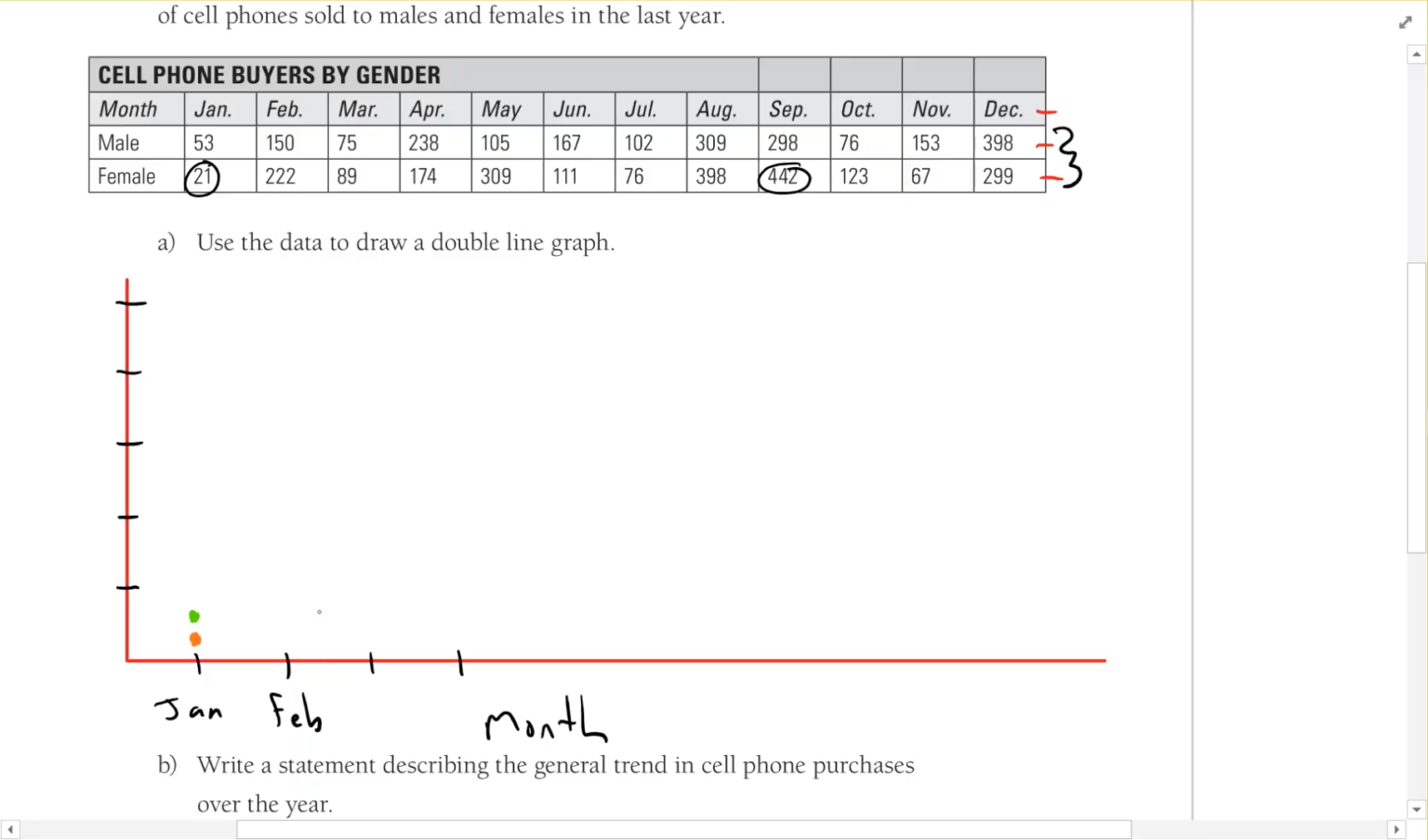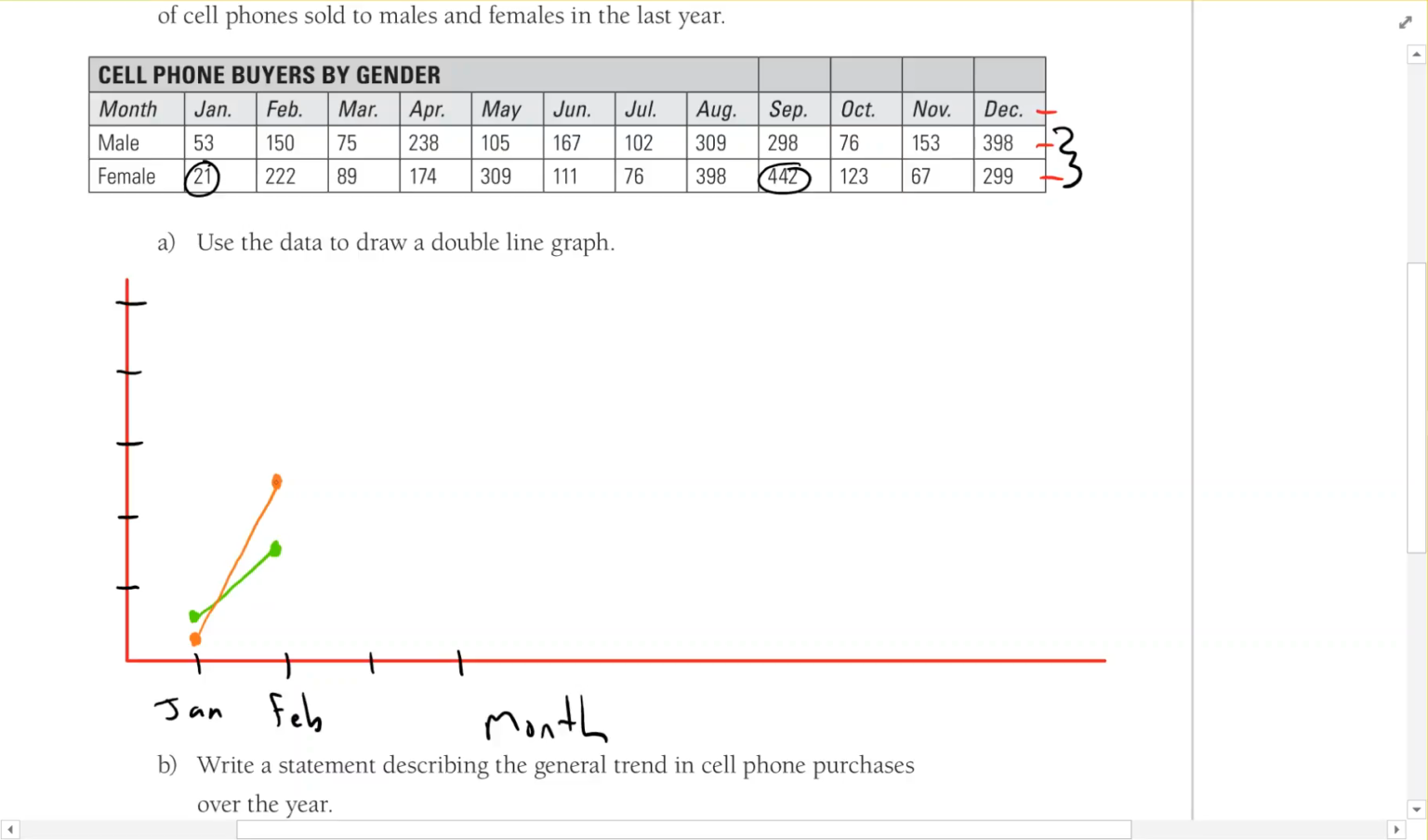So you're going to have two graphs just graphed on the same thing. So maybe I'll do one more. So February, females were 222. So 200 was a second tick. So something like that maybe. Males were 150. So something like that. Okay, so you can kind of see what's going to happen though. I've already got 2 lines kind of started here. That one, and then that's the female line. So that's pretty much it.